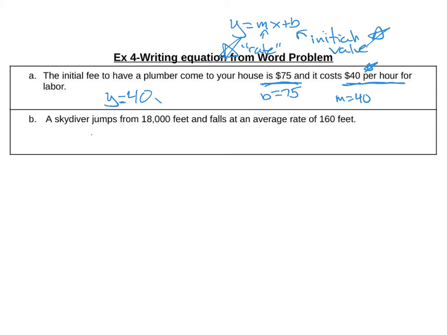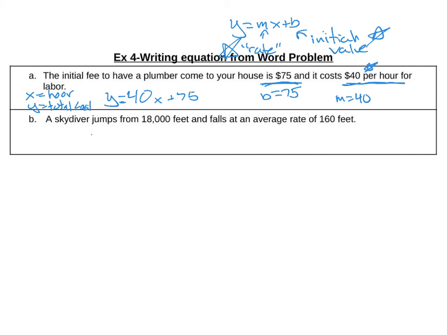So it's 40x plus 75. And this is also where we can look at identifying these values, where x is going to be equal to your hours and y would equal your total cost.